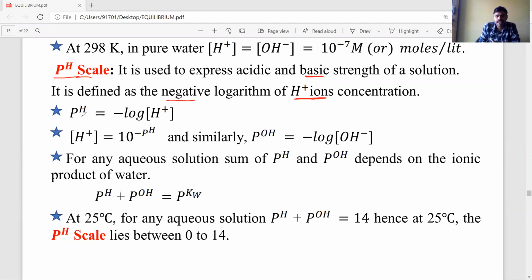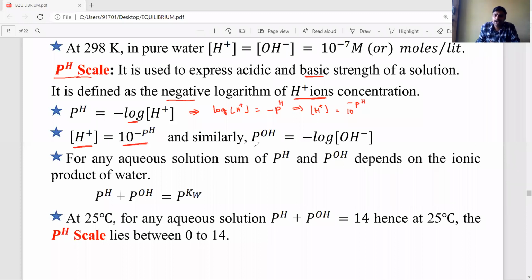According to that statement, pH is equal to minus log H plus. Log means base 10. You know very well from mathematics, pH is equal to minus log H plus ions concentration. Then log H plus is equal to minus pH. From this, H plus ions concentration is 10 to the power of minus pH. That's why H plus ions concentration in terms of pH is equal to 10 to the power of minus pH.